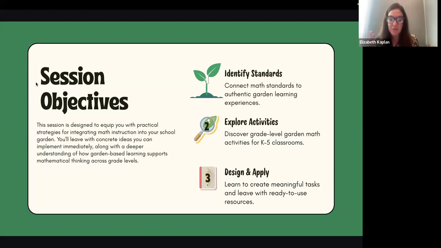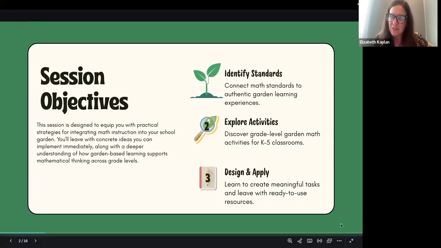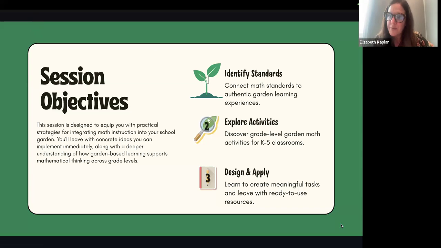We're going to explore activities by grade level. I have K to 5 written here. We do have extensions up through 8th grade as well. So if we have some middle school folks here, we will be talking about that as well. And then giving you some ideas on how to create meaningful tasks. And I hope that you leave with some ready to use resources today.